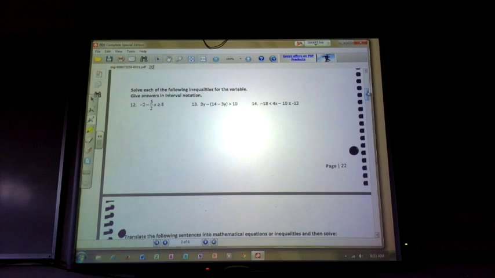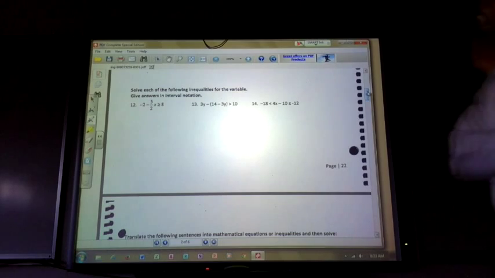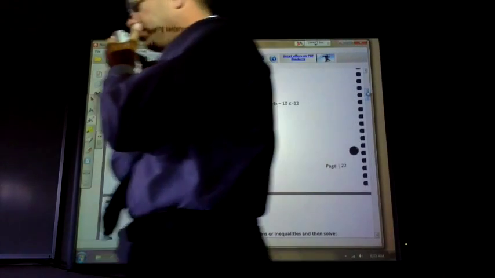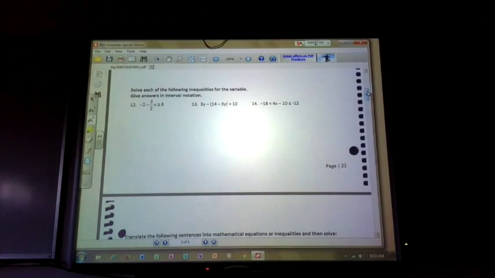All right, number 12. These are the inequalities, aren't they? So greater than, less than. That means I'm going to use square bracket or parentheses when I represent them. But I need to solve it. So I have negative 2, subtracting 5 halves x, greater than or equal to 8. Good way to start this problem? What do you think?